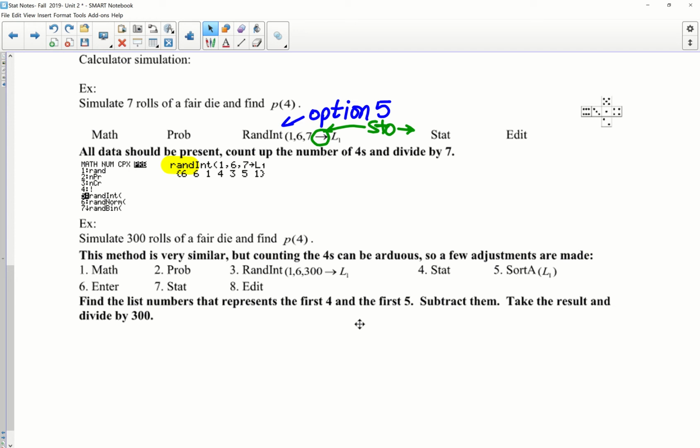The reason that's beneficial, we don't need it right now, but we want to get in the habit of doing it, is because if I want to sort out the information or find a mean or a standard deviation, I don't want to have to write all these numbers down to then type it into a list. Let the calculator do the work for you, right? So random integer 1, 6, 7, L1 is going to give me a random set of values between 1 and 6, 7 times. So roll the die the first time you get a 6, the second time you get a 6, the third time you get a 1, and so on.